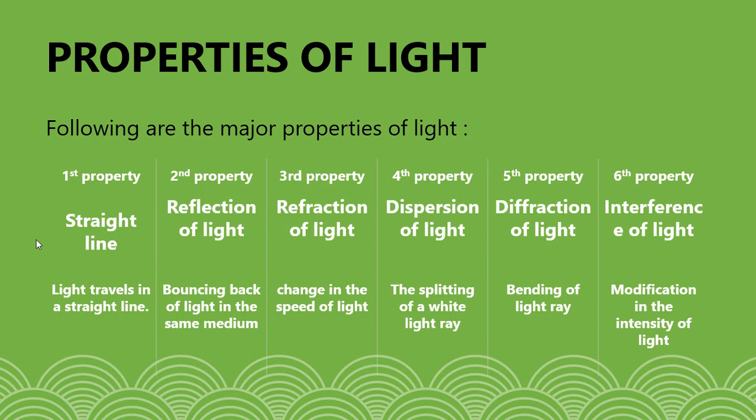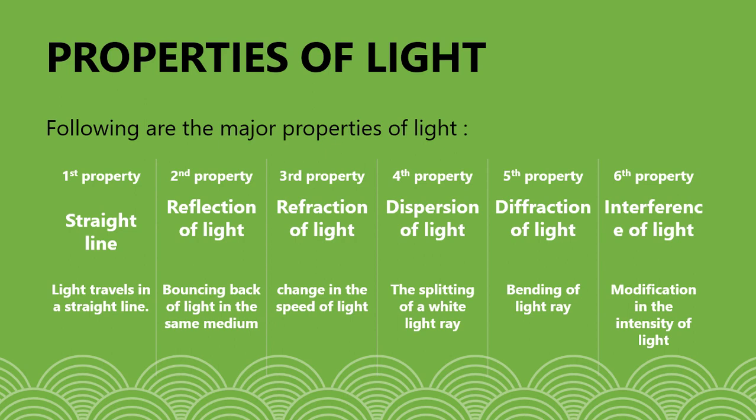Now let us learn the different properties of light. The major properties I have listed here are: the first property is that light travels in a straight line, and the speed of light is about 3 into 10 raised to 8 meters per second. So this is the first property of light, which tells us that light travels in a straight line.